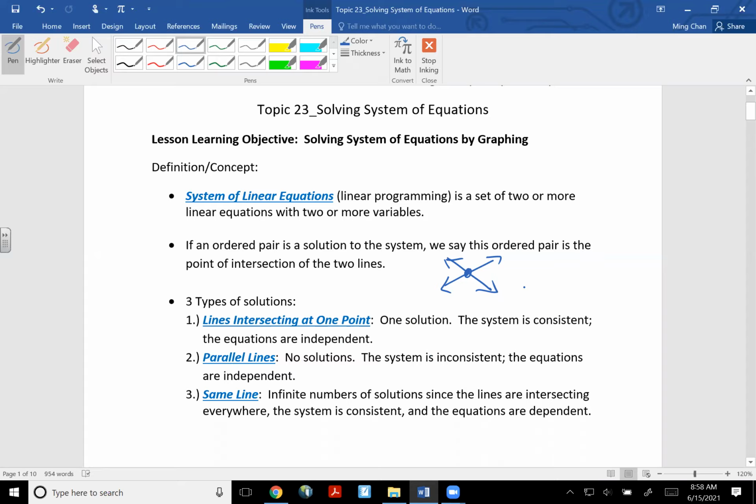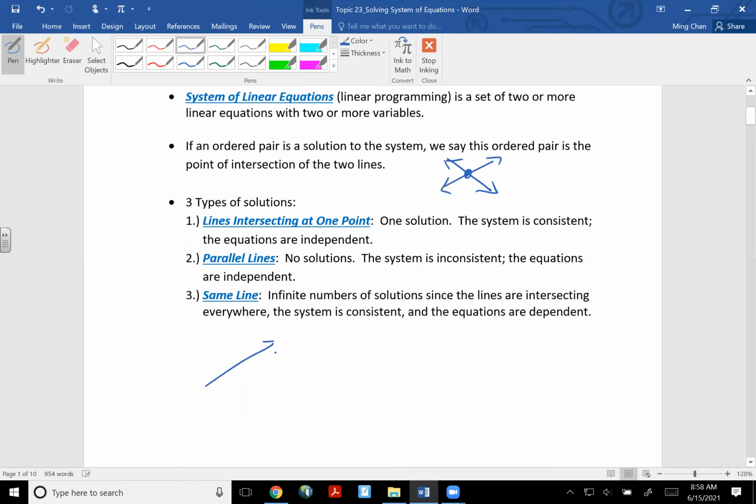Parallel lines, no solutions. If two lines are parallel, that means they never intersect. They never intersect because they do not carry the same point. We also know from the previous topic that parallel lines means the two lines have the same slope. So here we know that parallel lines do not intersect. Therefore, you have no solutions. So if you don't have a solution, then the system is inconsistent. However, the equations are still independent from each other.